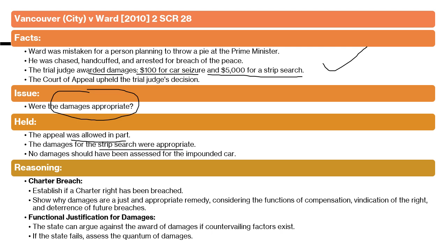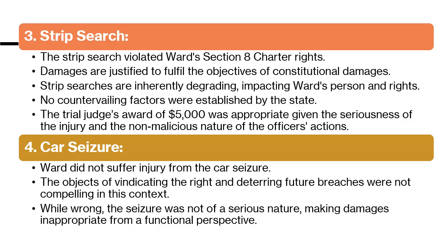Damages for the strip search were appropriate. No damages should have been assessed for the impounded car. What was the reasoning? Firstly, establish that a Charter right was violated. Then show why damages were a just and appropriate remedy. So consider the functions of compensation, vindication of the right, and deterrence of future breaches. Then consider functional damage, the justification for damages. The state can argue against the award of damages if a countervailing factor exists. If the state fails, assess the quantum of damages.